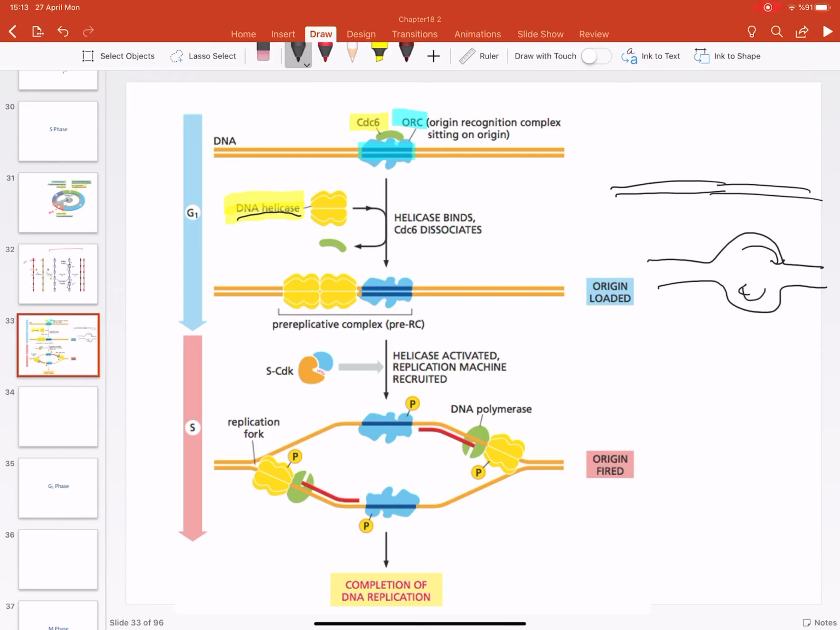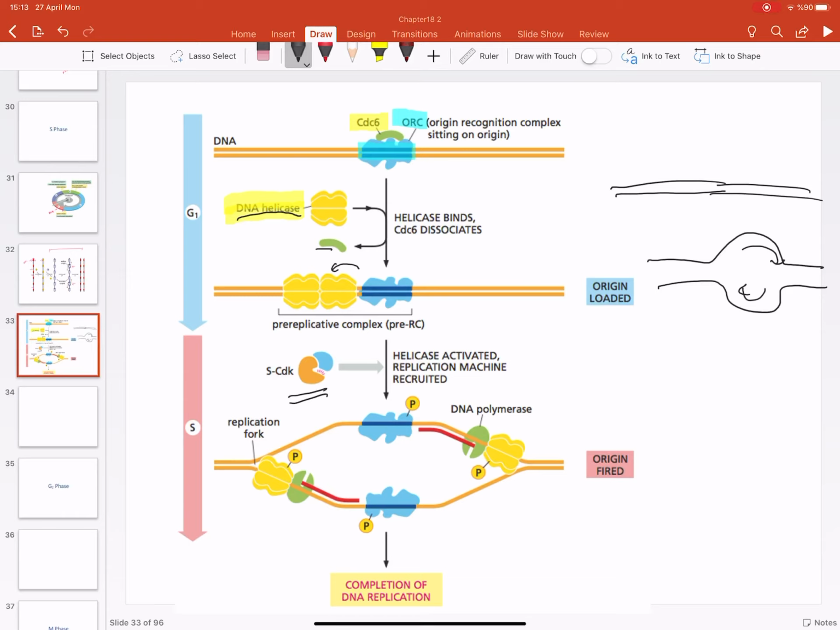It doesn't join onto the ORC complex. It joins just next to the ORC complex. It also removes the CDC6. And next, the firing is triggered by the S-CDK.